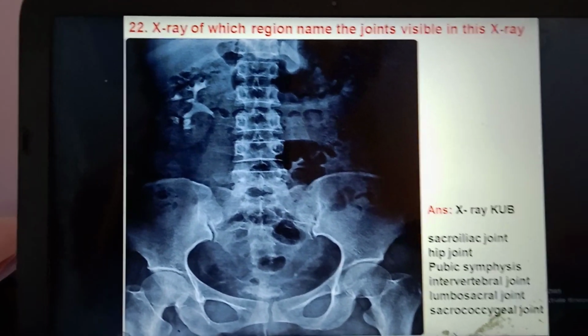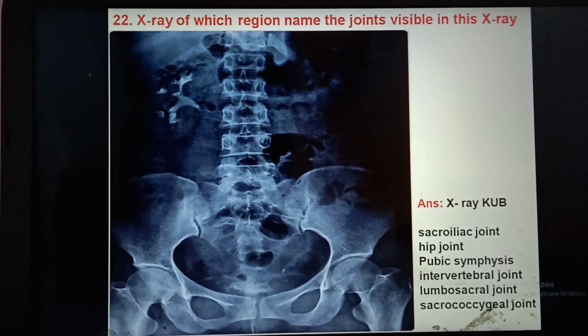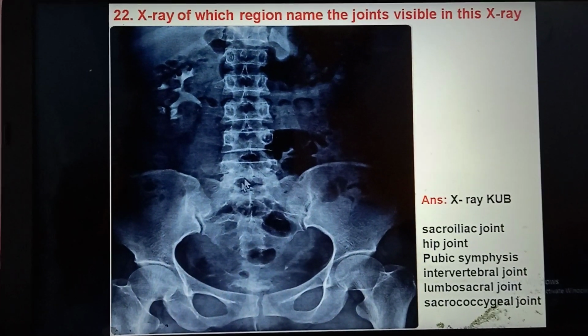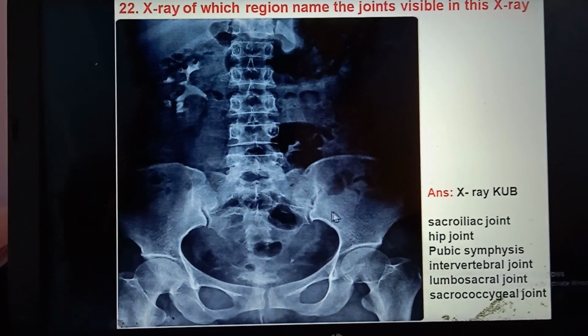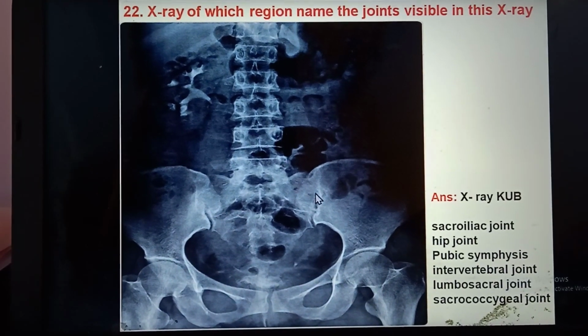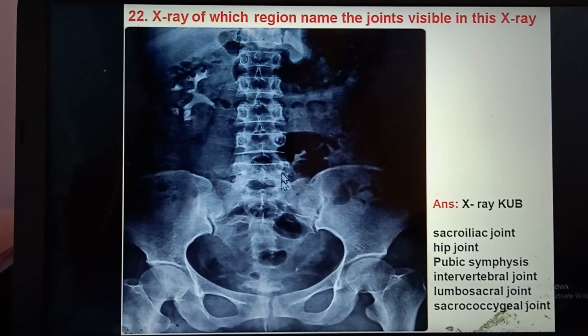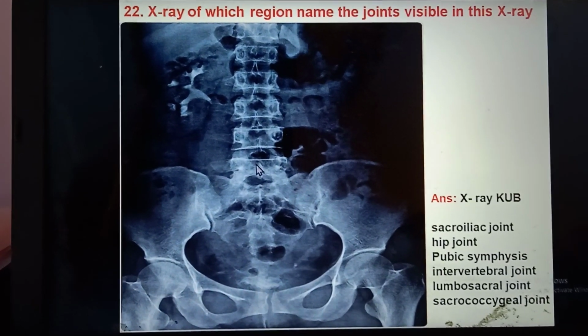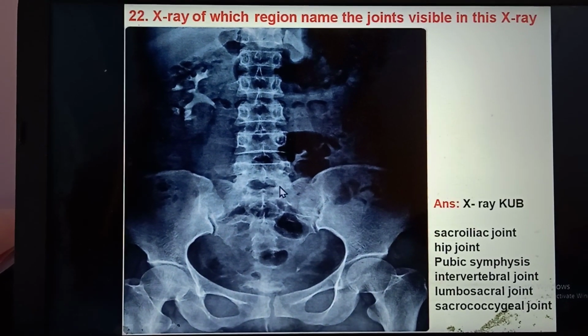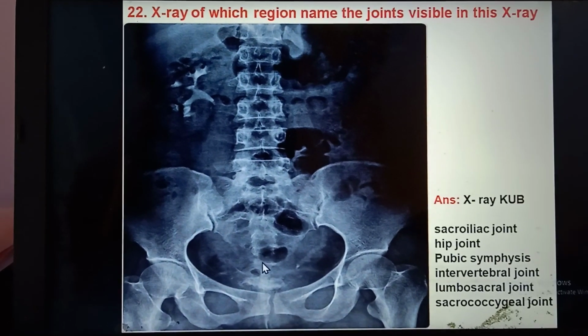X-ray of which region? Name the joints visible in this X-ray. X-ray KUB, and the joints visible are the sacroiliac joint, hip joint, pubic symphysis, intervertebral joint, lumbosacral joint and sacrococcygeal joint.